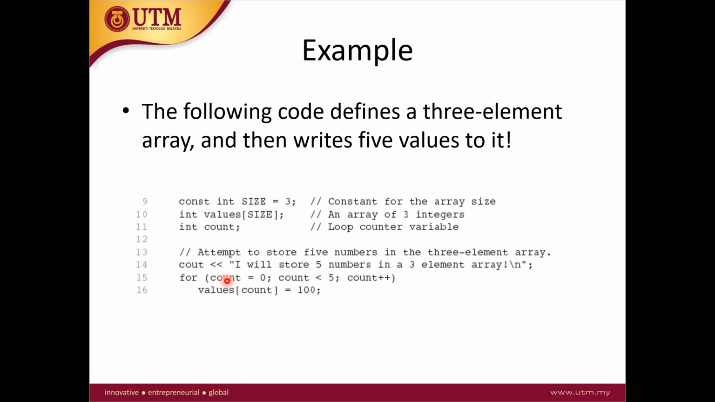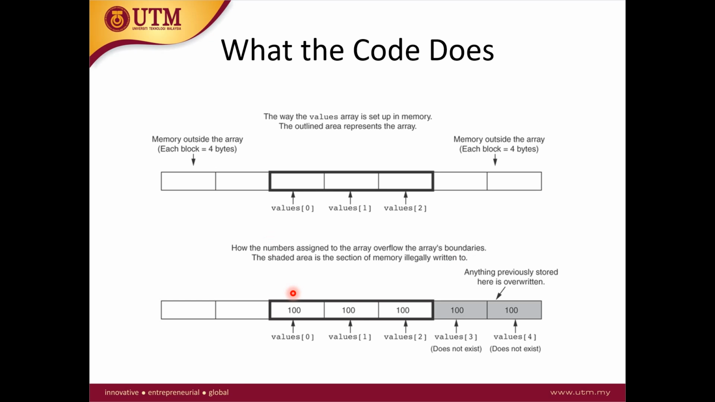And we are saying for count equals 0, count is less than 5, count plus plus, values of count equals 100. That means values of 0, 1, 2, 3, 4 are going to be 100. C++ does accept that. So it adds 2 more elements to be appended after the last element, which is index 2. So index 3 and index 4 are going to be added to that array. So this is how it's going to be stored in the memory.